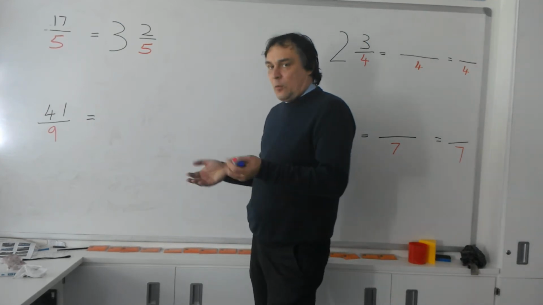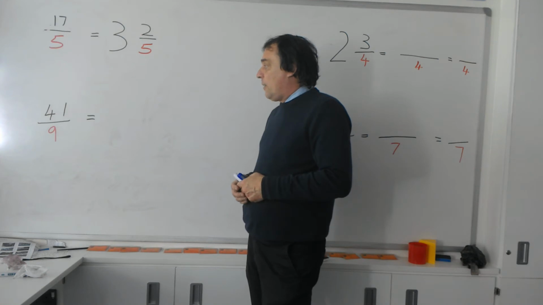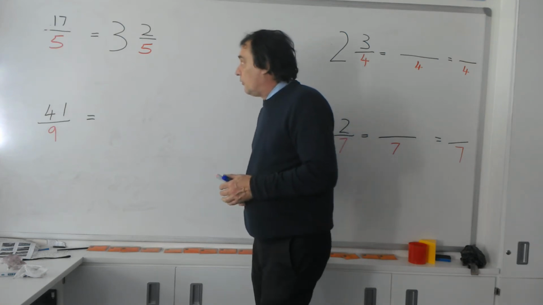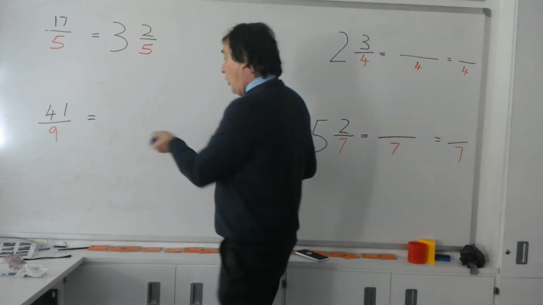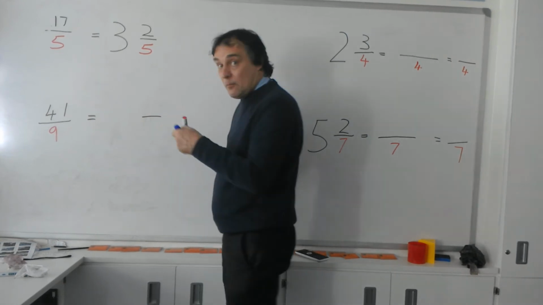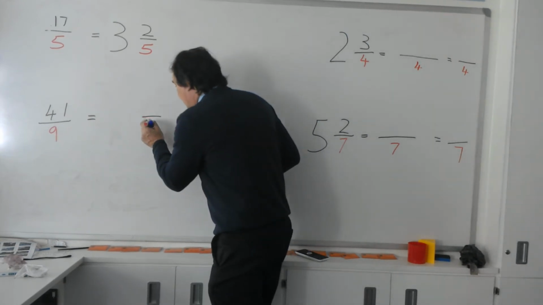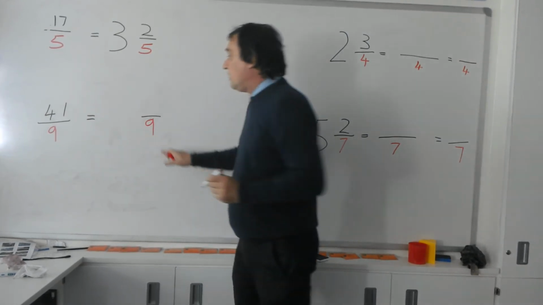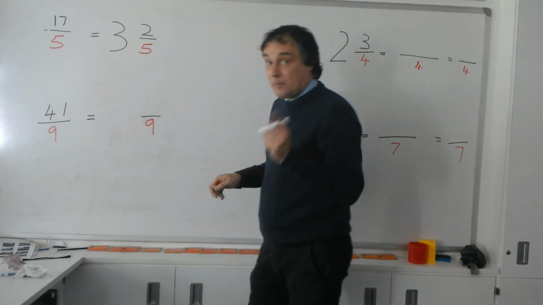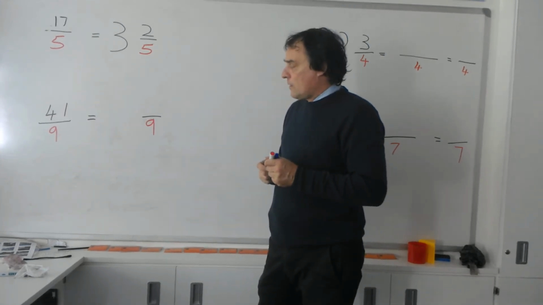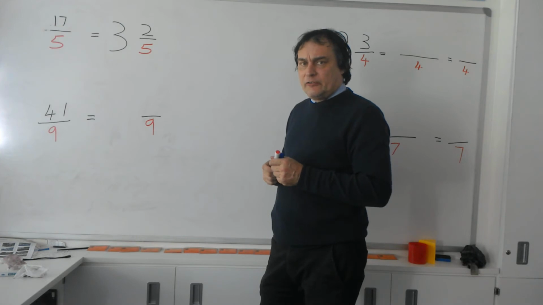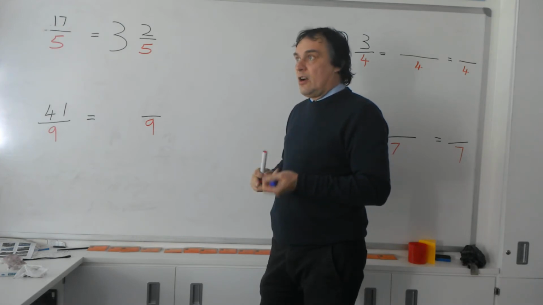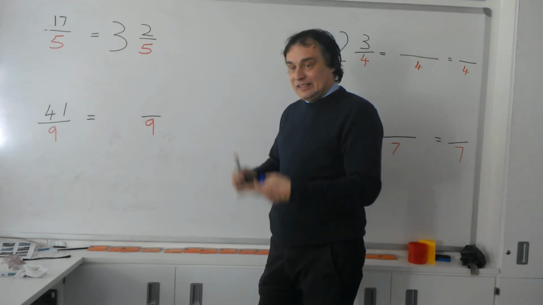Okay, let's try another one. We've got 41 ninths here. So first thing, we could actually say, I know straight away that in my mixed number, the denominator of the fraction part of it is going to be 9, always going to be the same thing. So let's have a look first of all. How many 9s go into 41? 1, 9, 9, 18, 27, 36.